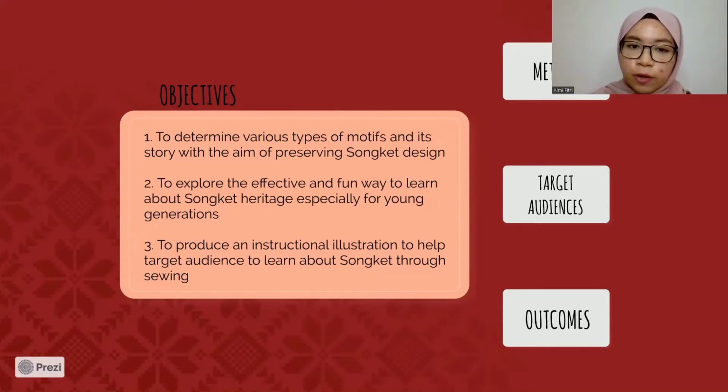The second one is to explore an effective and fun way to learn about Songket heritage, especially for the young generation, because for the younger generation we need a more trendy and aesthetic way of learning so that they become interested in learning. And lastly, to produce an instructional illustration to help the target audience learn about Songket through sewing, which is the method of cross-stitching.